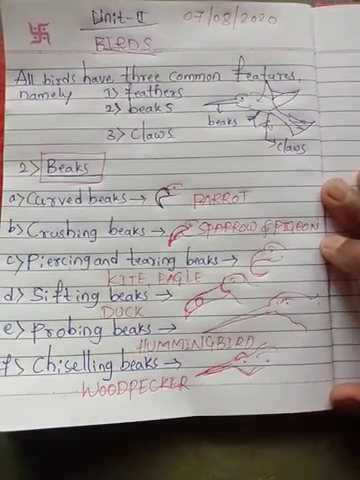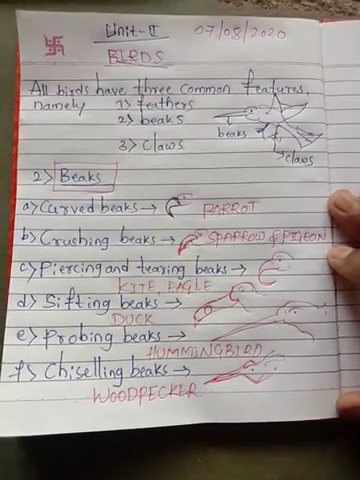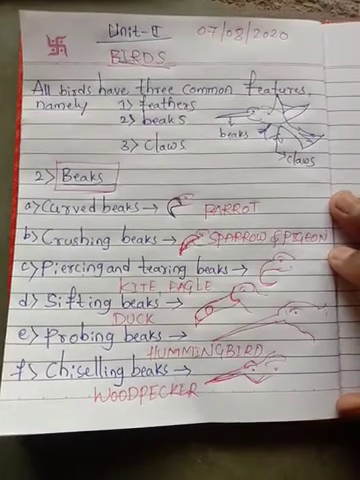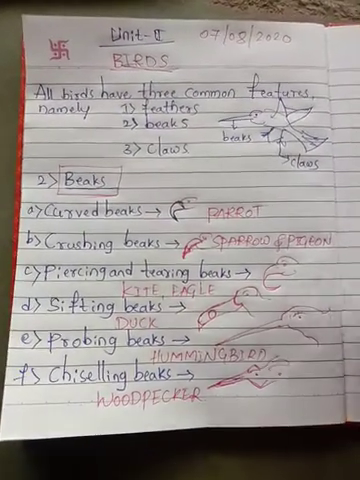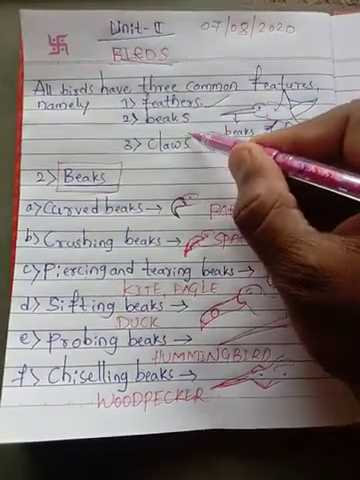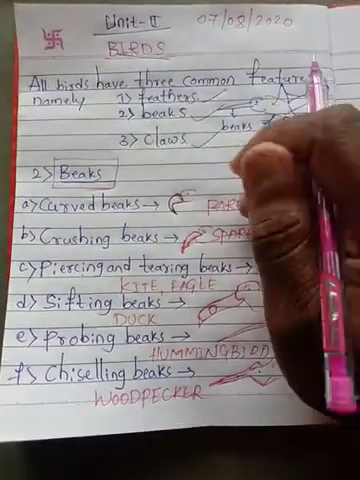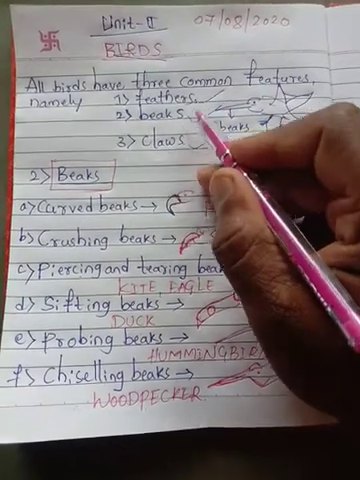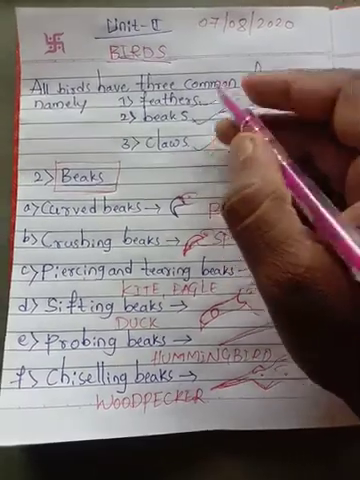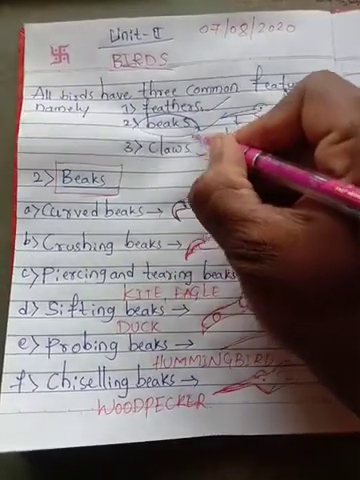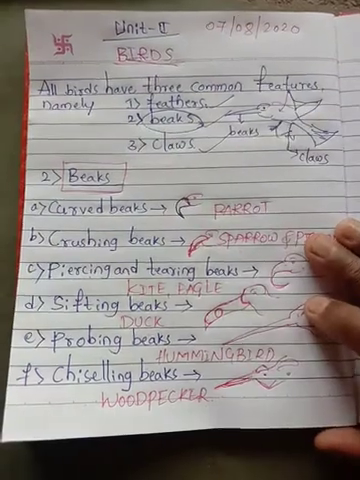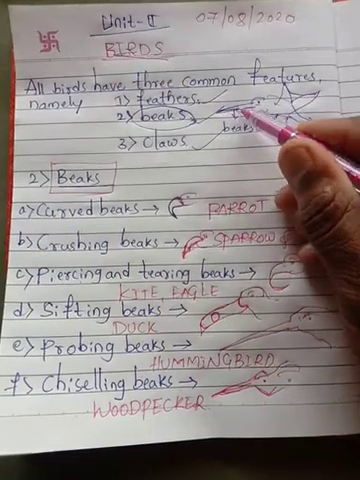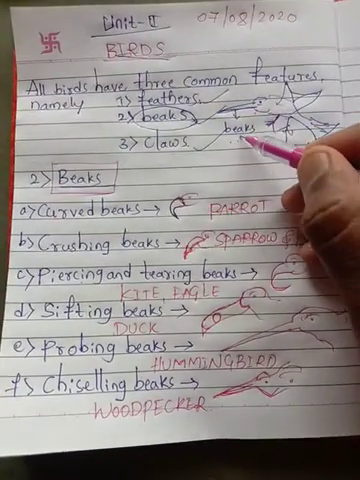In this class we shall discuss birds. Specifically, all birds have three common features, namely feathers, beaks, and claws. We already learned about feathers in our previous class, but in this class we shall discuss beaks. What? Beaks, bird beaks. Look here, this is called a beak.